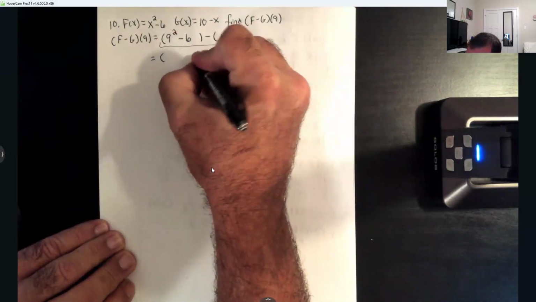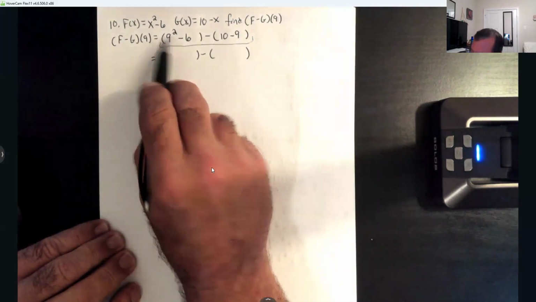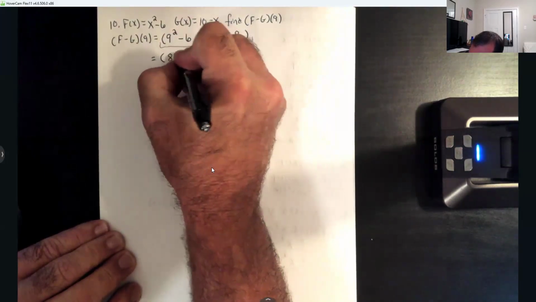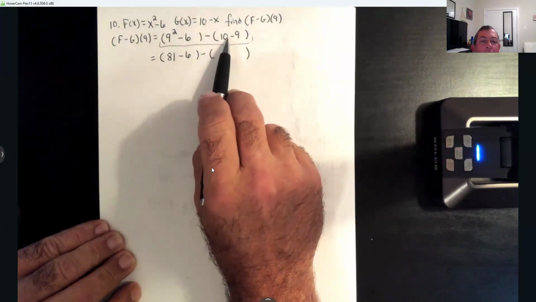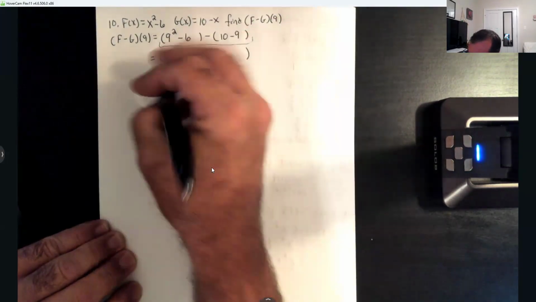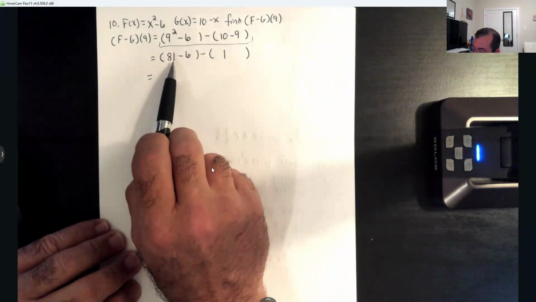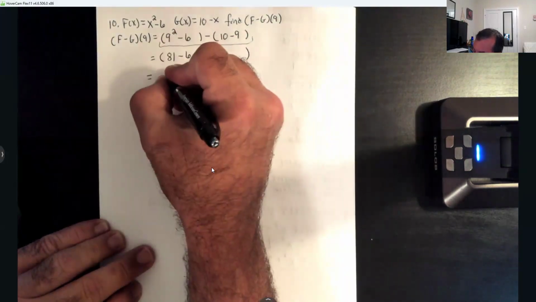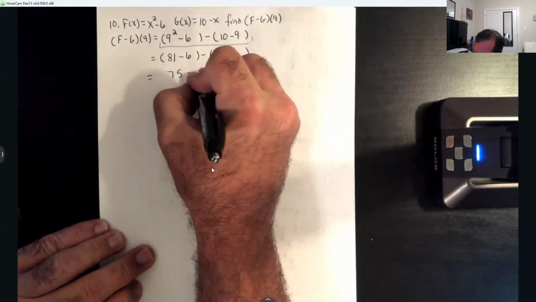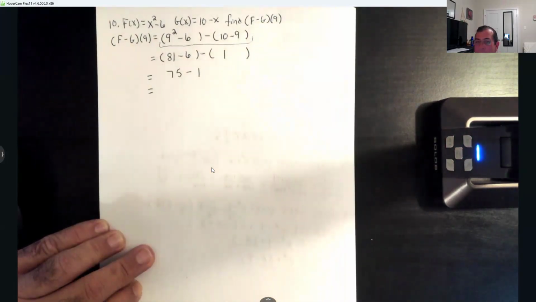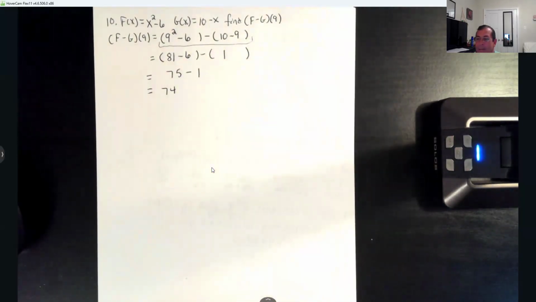All right, y'all, so I'm going to do it by hand real quick. 9 squared, that's 9 times 9. That's going to give you 81 minus 6. And there's only one thing to do over here, but 10 minus 9 gives me a 1. All right, y'all, so I can finish out this parentheses now. 81 minus 6 is 75, minus that 1 from the second parentheses. So if you did it on the calculator, hopefully you got a 74 out of that.